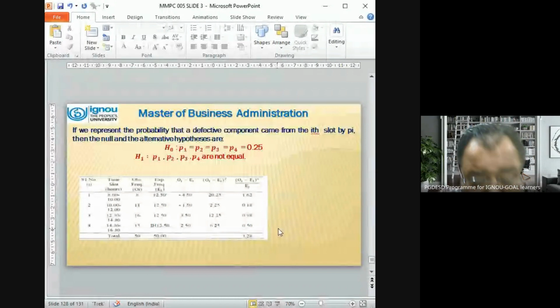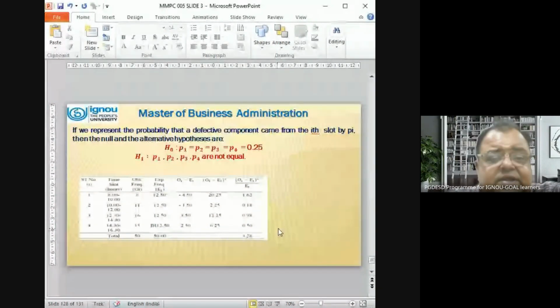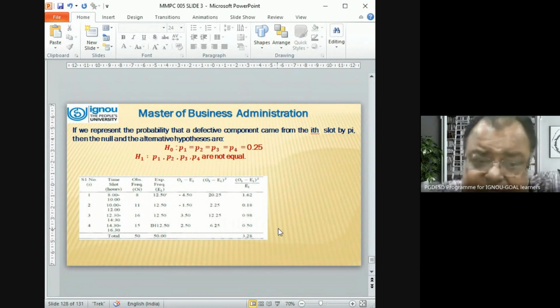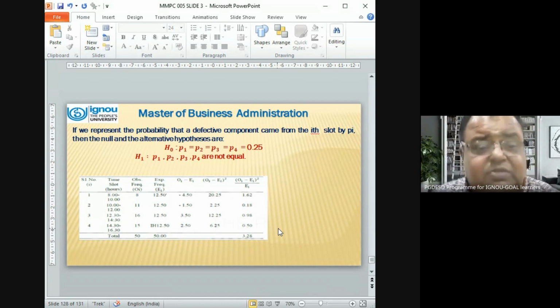And alternatively, H1 is, it's not equal. All the 4 are not equal. We have been provided with the observed frequency. Now we have to calculate the expected frequency. The similar method that we performed earlier has to be applied over here also. That was row total into column total upon total. So here you get 12.50, 12.50, 12.50 and 12.50. That is the expected frequency.